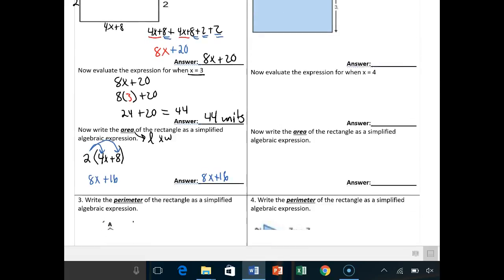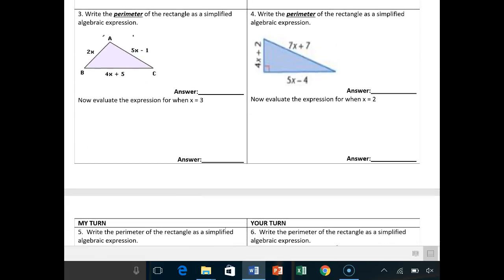Good luck. All right, number 3, we have a triangle now. So it says write the perimeter of, it says a rectangle, but it should say triangle. That's my fault. Triangle has 3 sides, not 4. As a simplified algebraic expression, so you're going to want to correct that over here as well. Sorry guys, typo. All right, so basically again, we have these sides, and the perimeter all it's saying is I need to add this side plus this side plus this side, but instead of numbers, what do they give us? They give us expressions.